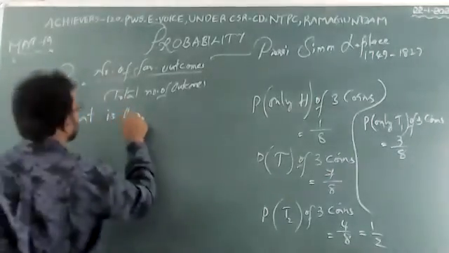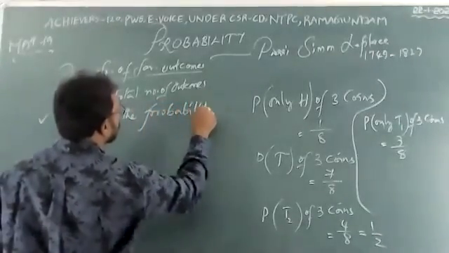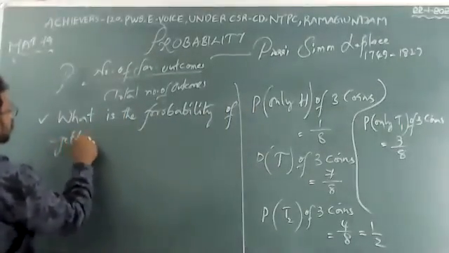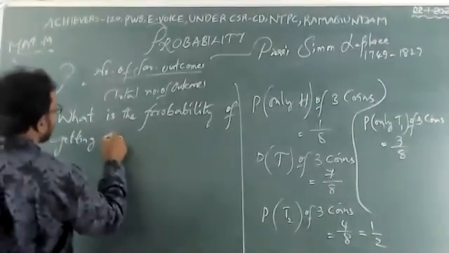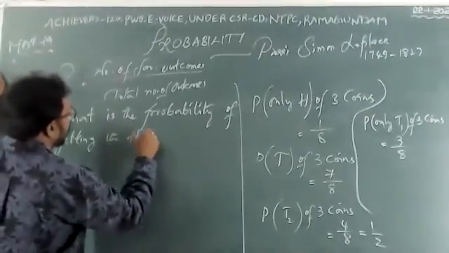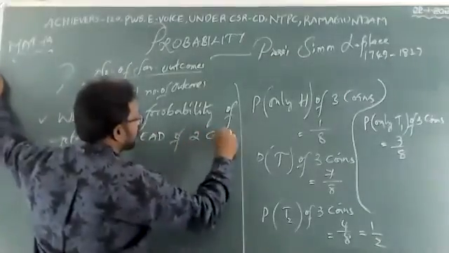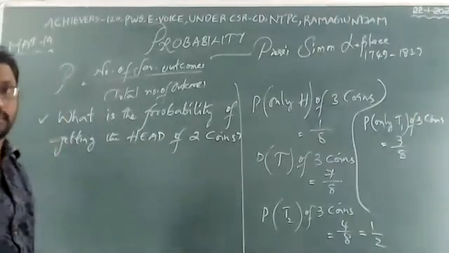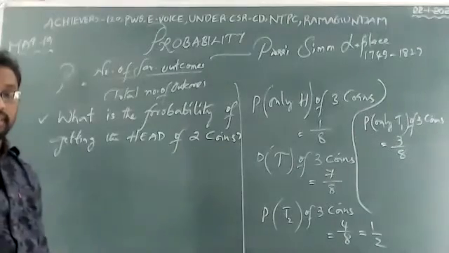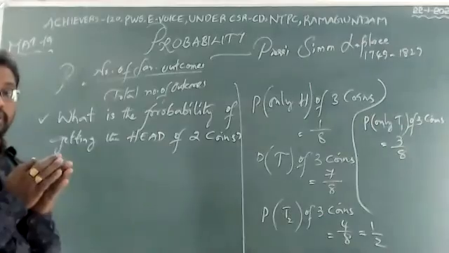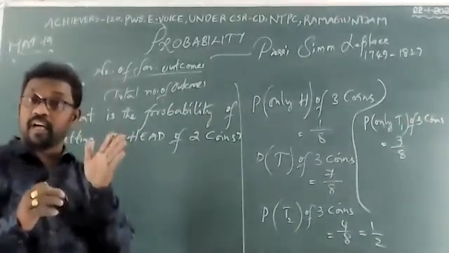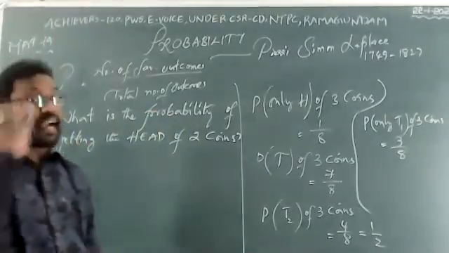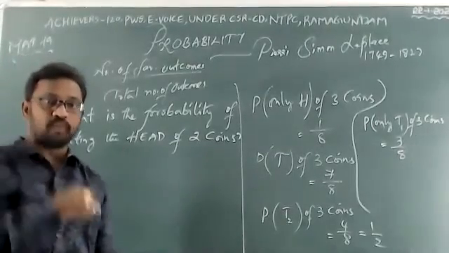What is the probability of getting the head of 2 coins? Once again, what is the probability of getting the head of 2 coins? Already I did it. Head of 2 coins. Go very carefully, whether it is only head or what. Just do it and upload to my number. Is it clear? What is the probability of getting the head of 2 coins? Shall I go with one more question?